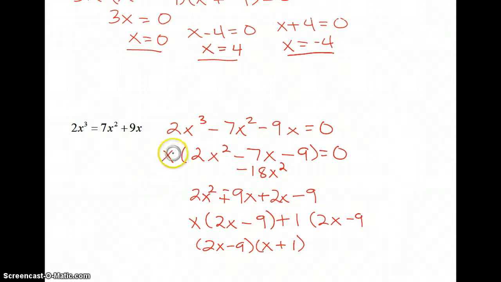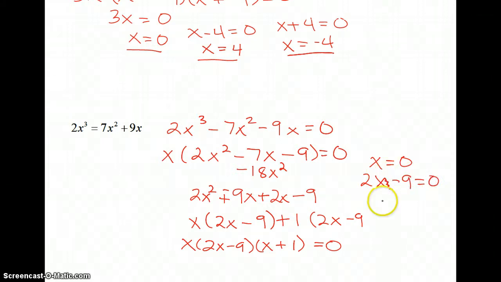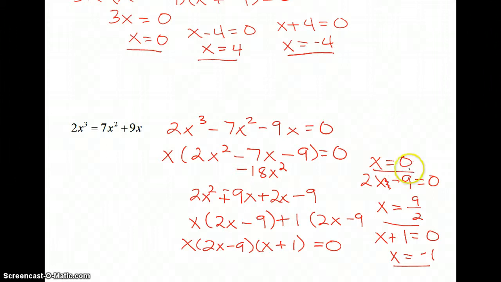Then I have to remember up here, remember I took out an x, so there was still an x in the front. So this one will also have 3 answers. It's also a cubic equation, so it's going to have 3 answers. So I'm going to get x equals 0, and then 2x minus 9 equals 0. So I'm going to end up with x equals 9 halves. And then x plus 1 equals 0. So x equals negative 1. So this is 1 answer, 2 answers, and 3 answers. So it's a degree 3, so again we have 3 answers.